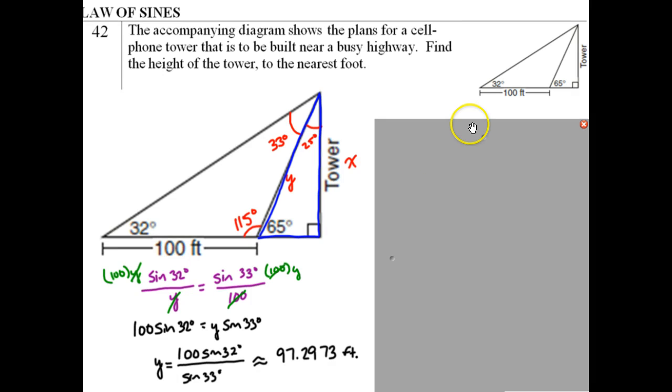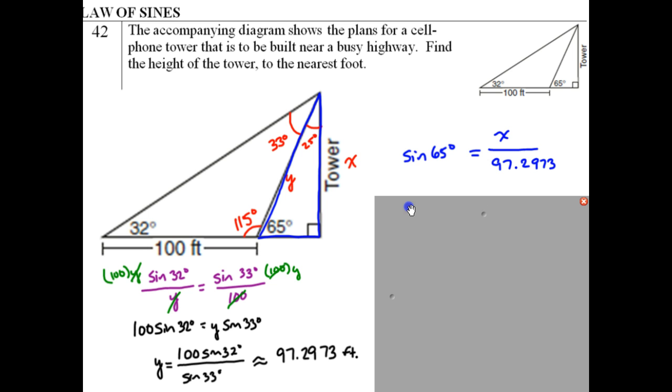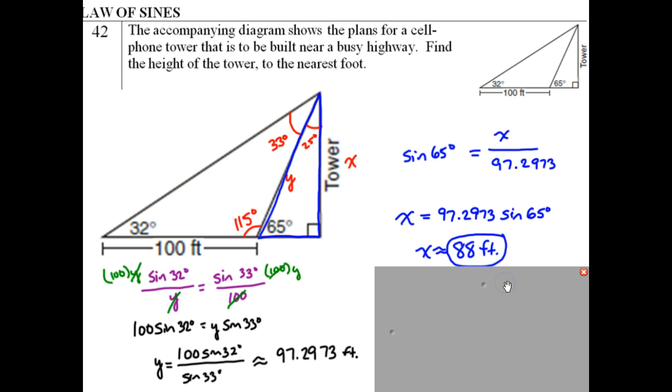So now I'm focused on the blue triangle. In the blue triangle, I now know a side. We said this 97.2973 feet. Now I can use law of sines, or I can just use SOHCAHTOA, because I have a right triangle. So sine of 65 is equal to the opposite over the hypotenuse. Multiply those two sides, and you've got x is 88 feet. Again, if I want to check for the reasonableness of that question, across from the 90 in the blue triangle is a 97-foot side length, and across from the 65 is a slightly smaller side length. It's 88 feet. Seems reasonable.